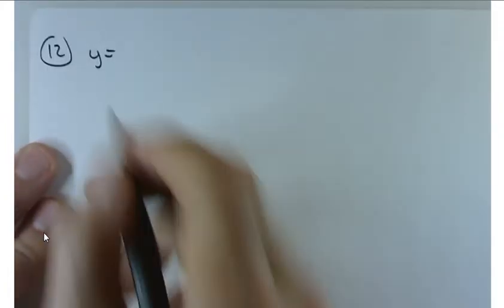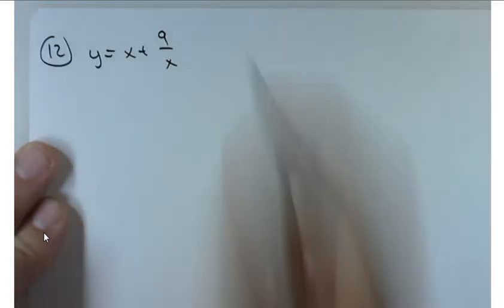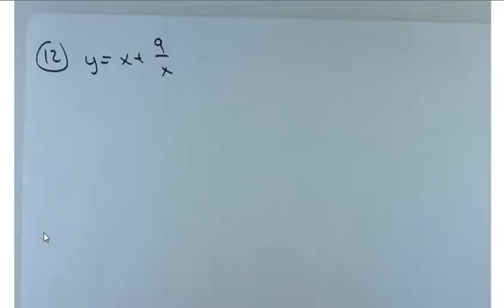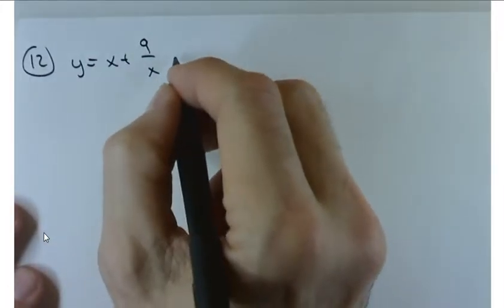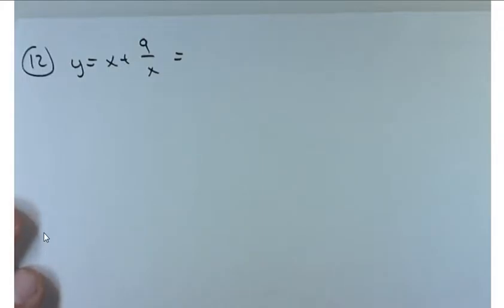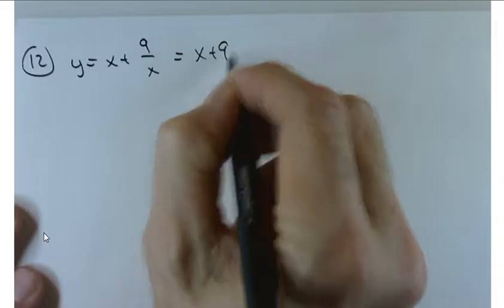Y equals x plus 9 over x. Now, on the exam that you just got back, one of the things I suggested is that, in doing derivatives, you might want to think about rewriting these things or reworking them somehow before you differentiate. And this is a good example.